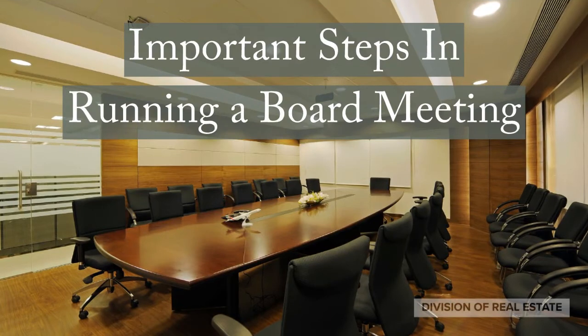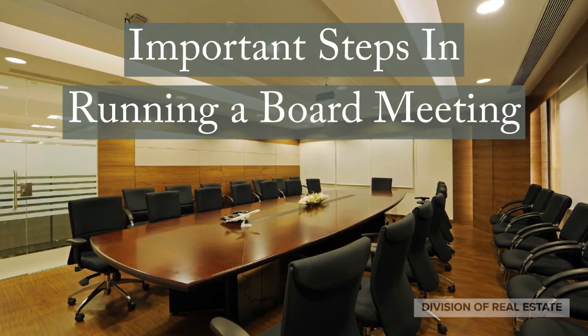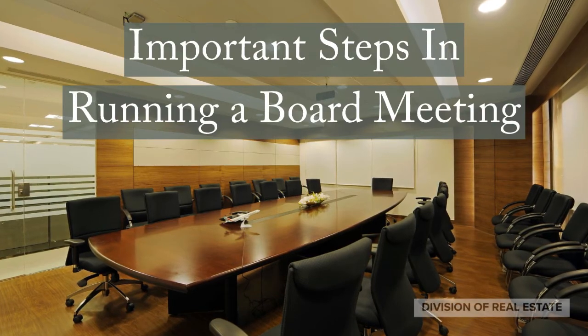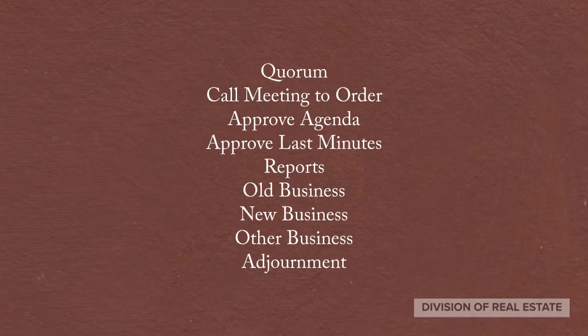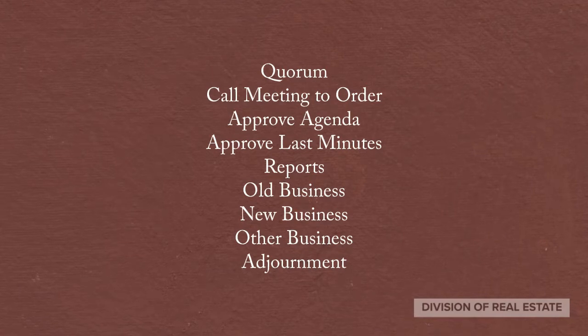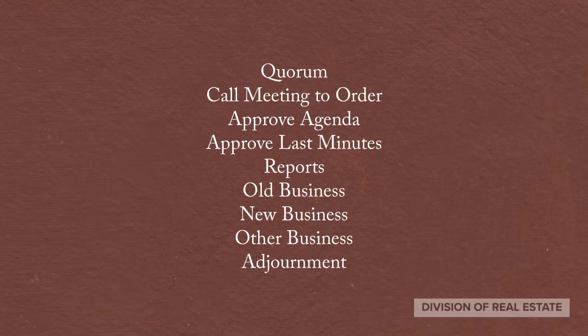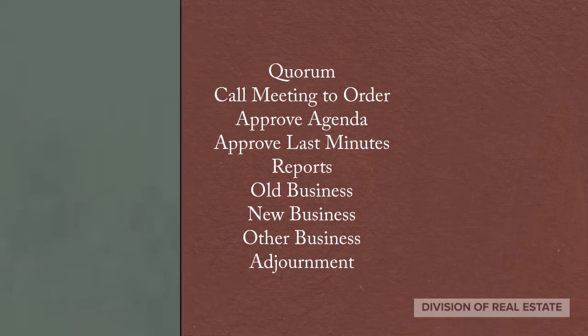For an efficient board meeting, it is important to know the steps involved in running a meeting. There are a number of steps that we will now go through in more detail. These board meeting steps include recognizing that there is a quorum, calling the meeting to order, approving the agenda, approving the last meeting's minutes, communication and reports, old business, new business, other business, and adjourning the meeting.